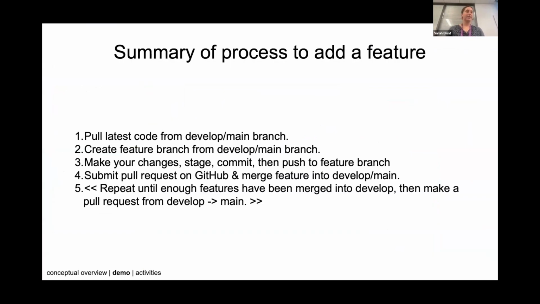Yeah. Okay, great. So just an overall summary of the process to add a feature. This is from the perspective of a repository that already has Git flow set up. So you first pull the latest code from develop or main, depending on what the developers are using as the active branch. Create a feature branch from that branch. Make your changes, stage and commit, then push to your feature branch. Then submit a pull request on GitHub. Once your pull request has been approved, merge that feature into develop or main.